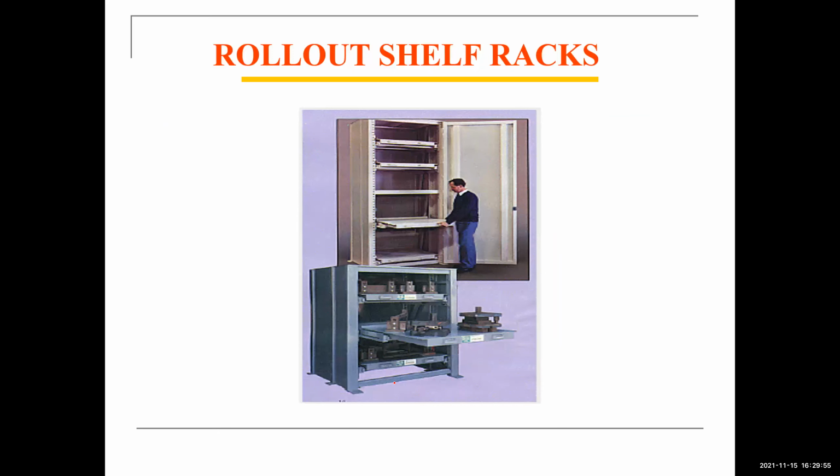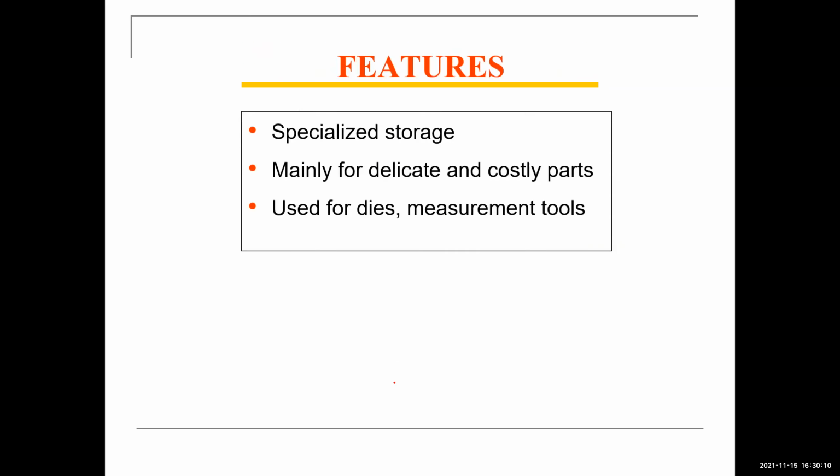If you have very sensitive products, roll-out shelf racks could be an option. You want to keep the product safe and, at the same time, have them accessible. These are specialized storage, mainly for dedicated and costly parts, and used for dies, measuring tools, and so on.